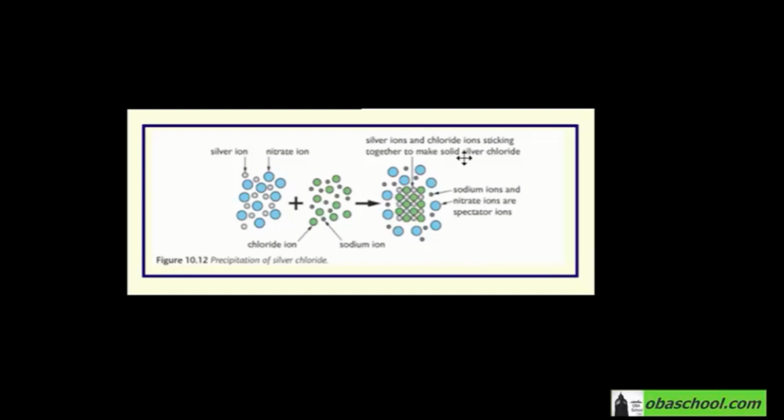Sodium ions and nitrate ions are the spectator ions, which are left outside, as you can see here. But if you look clearly, the silver and chloride ions come together to make silver chloride. However, sodium ions as well as nitrate ions are left outside as spectator ions. If we want to write the ionic equation of this reaction, what will we do?